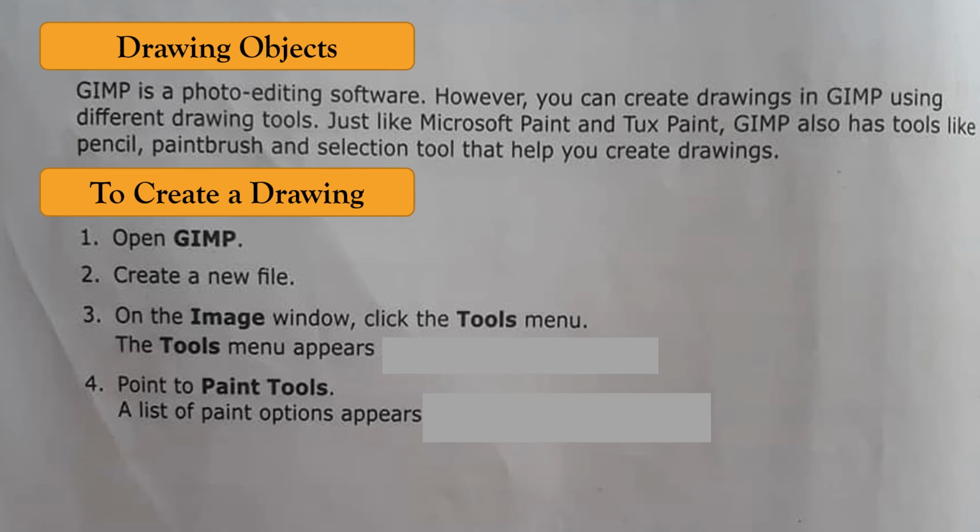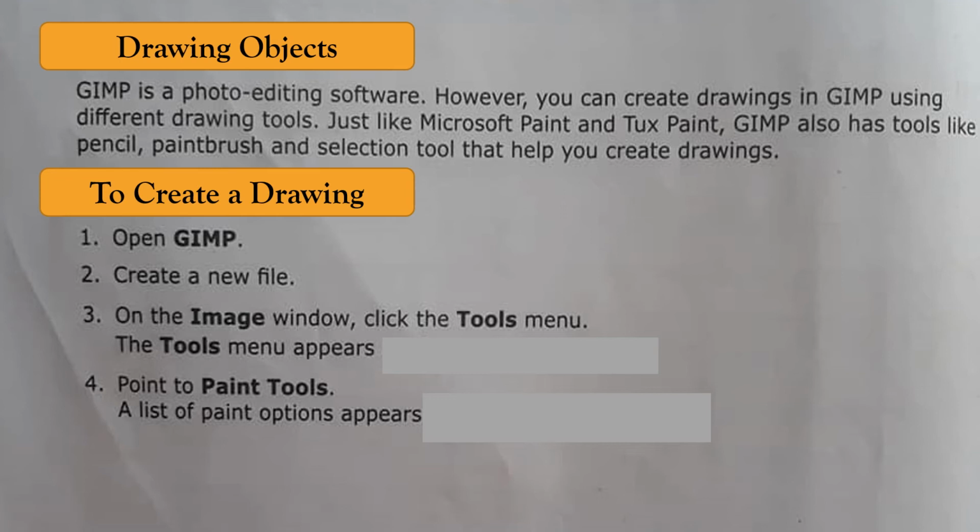Drawing objects. GIMP is a photo editing software as we all know. However, we can create drawings in GIMP using different drawing tools just like MS Paint. In MS Paint also we have pencil, paintbrush, and selection tools that help us to create drawings. Alright. So to create a drawing in GIMP, we have to first open GIMP, then create a new file, or we can just simply press Ctrl N to create a new file.